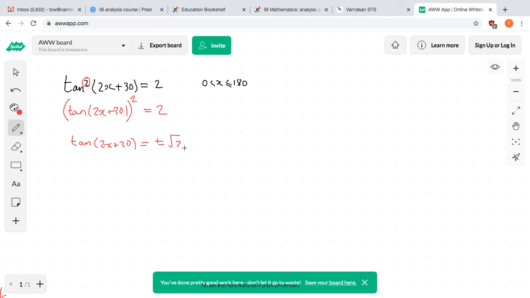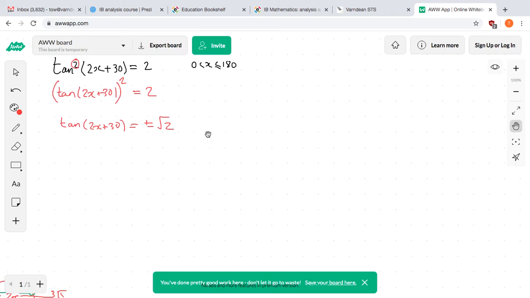Plus or minus root 2, and that kind of makes it a bit less intimidating. But it's annoying because we've got that plus or minus. And you will see what difference that makes in a sec. So solve this. Let's do the steps.